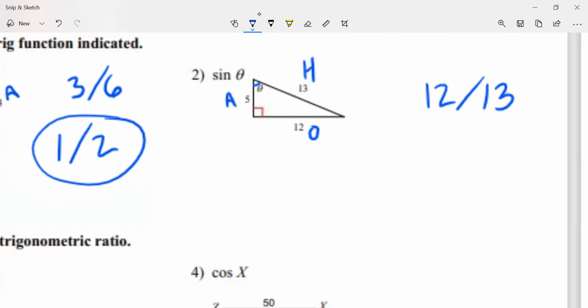Don't have radicals at the bottom. Don't have radicals at all. 12 over 13 is as simple as I can do. So that's it. My fraction is 12 over 13.